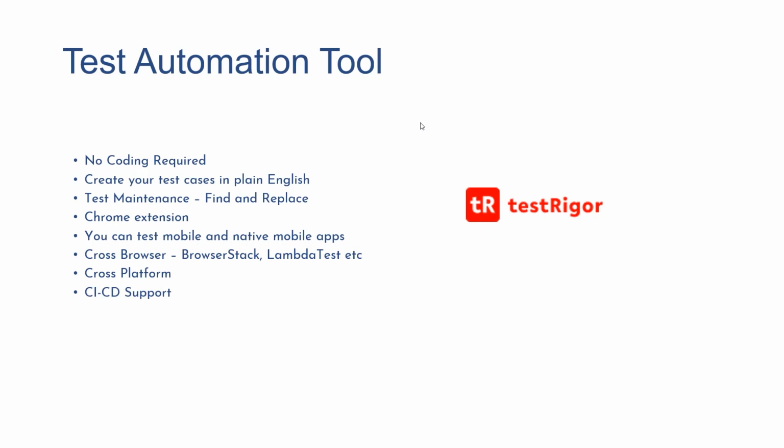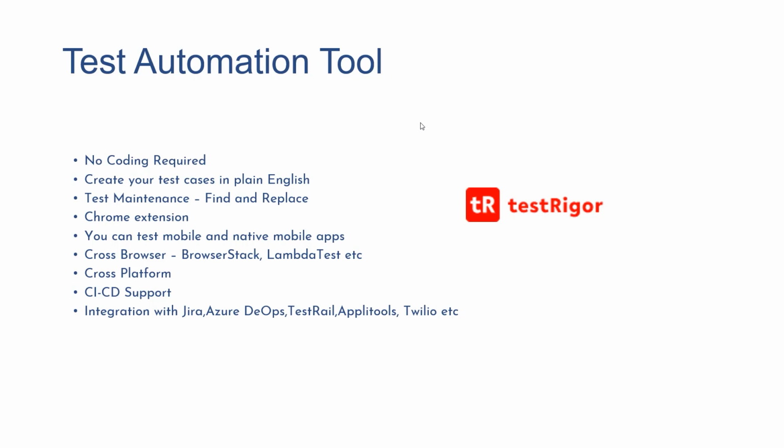testRigor also provides CI/CD support. If you want to integrate testRigor with Jenkins, you can do that. Suppose you want to build a specific job, or if you have a CI/CD pipeline, you can easily integrate that with testRigor and start executing your tests. Apart from this, testRigor also has integration with Jira. You can also integrate it with TestRail, Azure DevOps, AppleTools and a few other libraries.